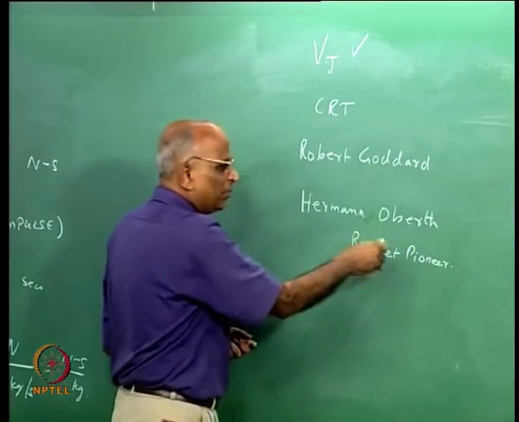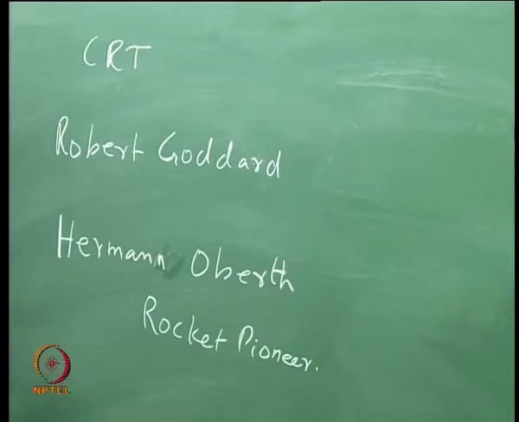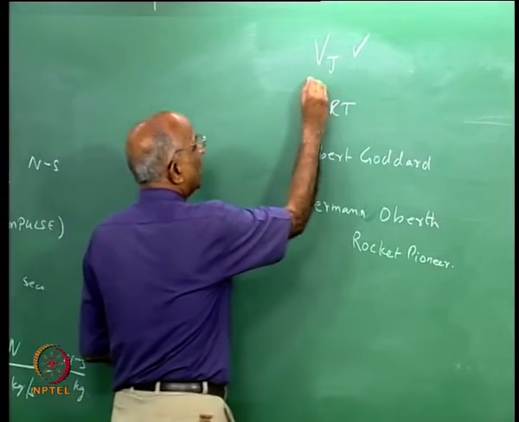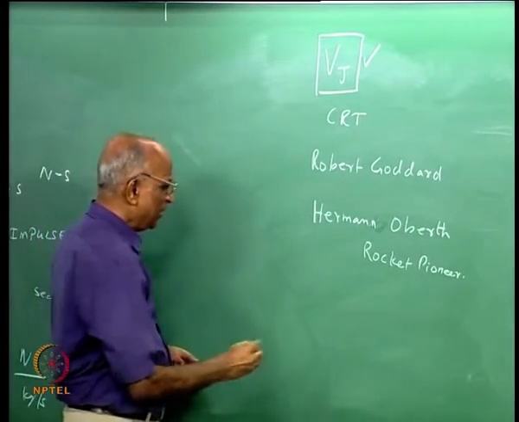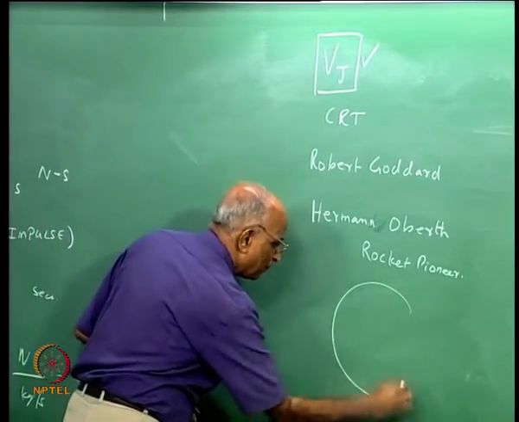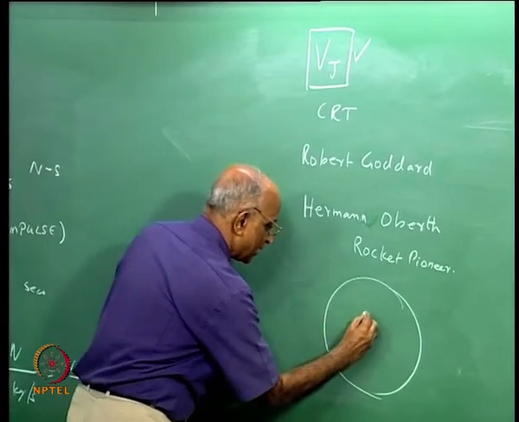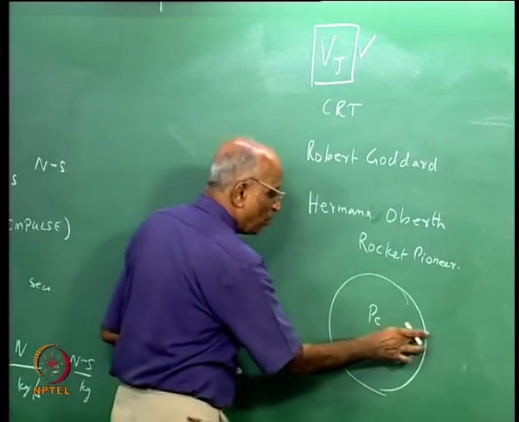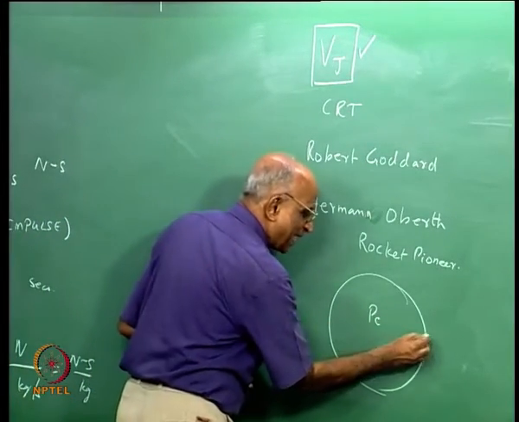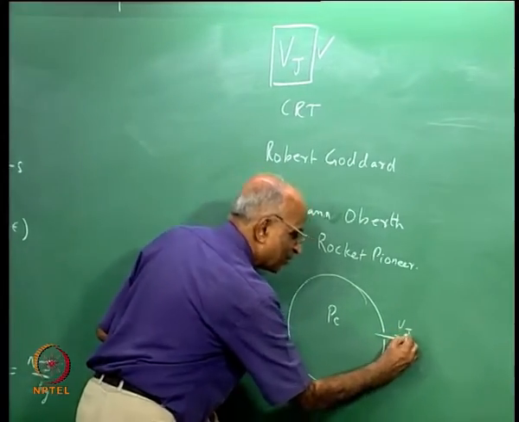We will keep coming to these people again and again, but what I want to do in this part of the leftover period is, how do I get a high jet velocity? In other words, supposing I consider a chamber in which I have a high pressure gas filled at a pressure Pc. I make a hole over here, I know that the gas will squirt out. I want to find out the jet velocity.